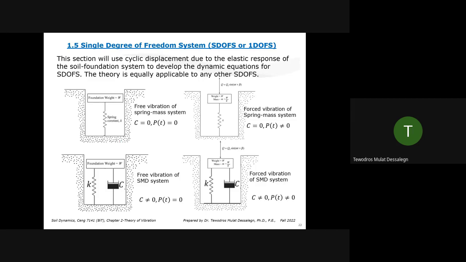You can have just a spring mass system. There is no damping and there is no constant force acting on it. So it's free vibration of a spring mass system. This is the more simplified one. Or we will have a forced vibration of a spring mass system, a little bit more complicated. Now we have a constant force, like a machine acting on the foundation, constantly applying force. Still there is no damping.